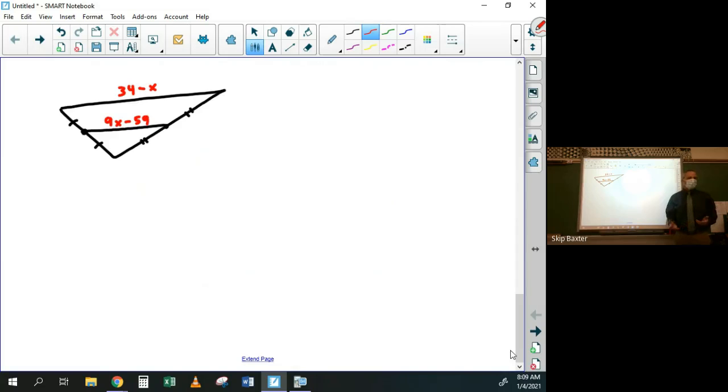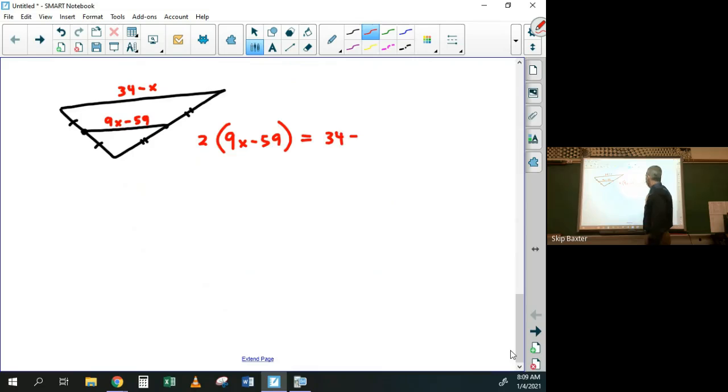I know the same thing, right? What do you do? Multiply 9x minus 59 times 2, which has to equal 34 minus x. Yeah, it's exactly the same thing, right? The algebra is just a little bit more involved, but it's not too bad.